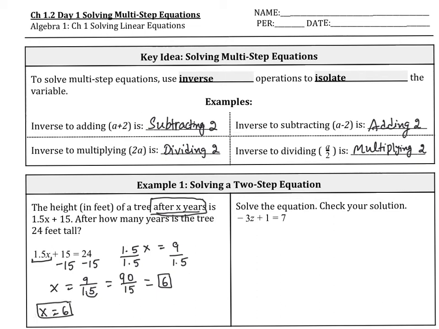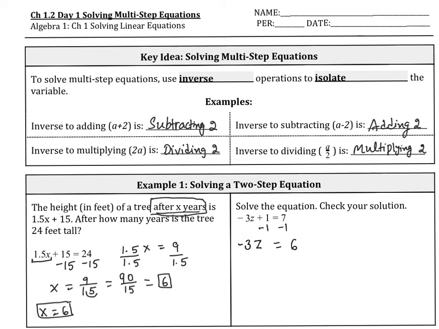Solve the equation, check your solution. Negative 3z plus 1 equals 7. To solve the equation for z, you're going to isolate this number first. So you subtract 1 on both sides. You're going to get negative 3z equals 6.